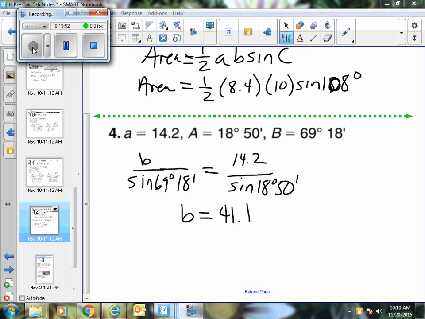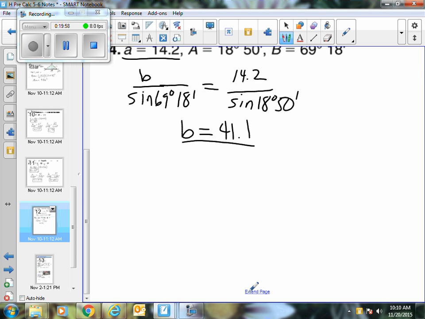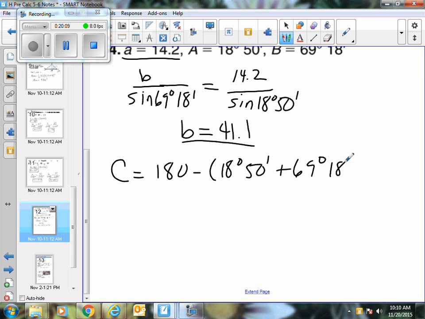So now we have two sides. We have little a and we have little b. If we want to use that area formula, now we need to get angle C as well, because it has to be two sides and the angle in between. So we need to do 180 minus the other two angles. So 18 degrees, 50 minutes, and 69 degrees, 18 minutes. So go ahead, type that into your calculator. Pause the video if you need to, type it in, and write your answer in degrees minutes. So it would be 91 degrees, 52 minutes.